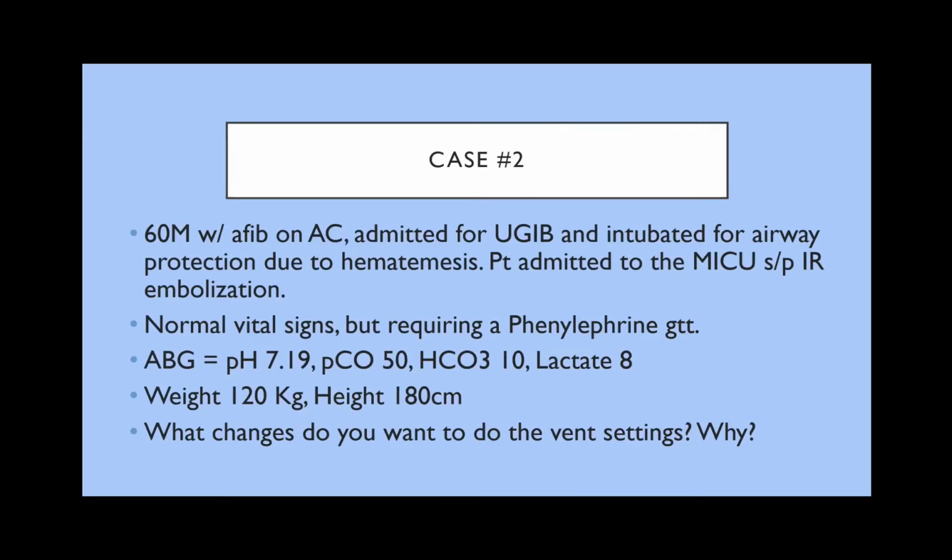Yep. Okay, perfect. So the case number 2, we have a 60-year-old male with AFib and AC admitted with upper GI bleed and intubated for airway protection due to hematemesis. The patient was admitted to the MICU status post-embolization. Because it was late at night, the patient went for embolization and not endoscopy. The vital signs are normal, but the patient is requiring a phenylephrine drip. And these are the ABG that you get directly as soon as the patient gets to the unit. The pH is 7.19, the PCO2 is 50, the bicarb is 10, the lactate is 8. The weight is 120 kilograms, and the height is 180 centimeters.